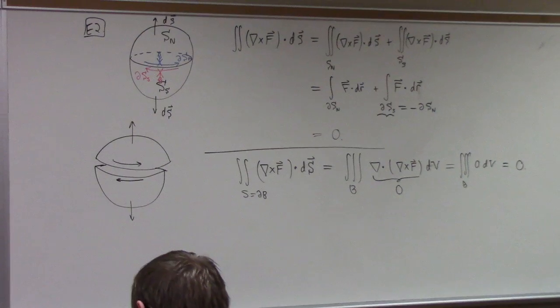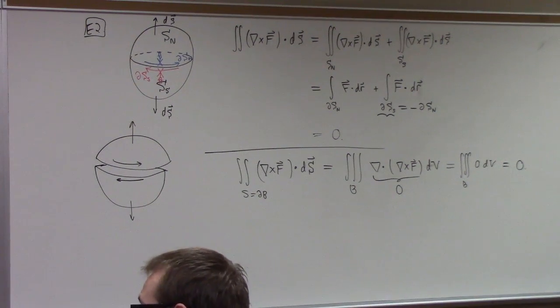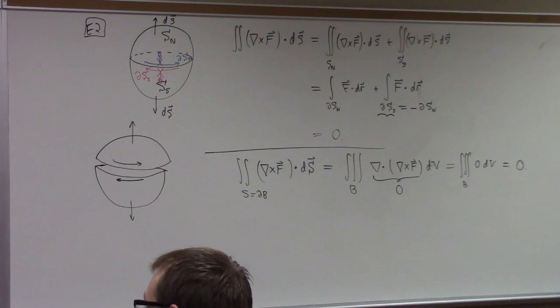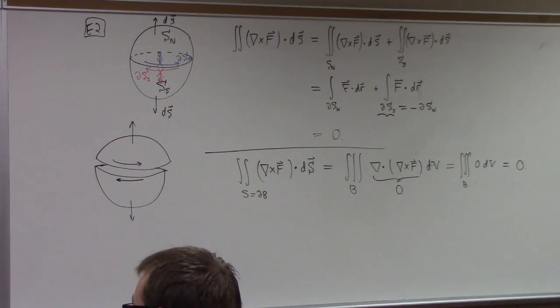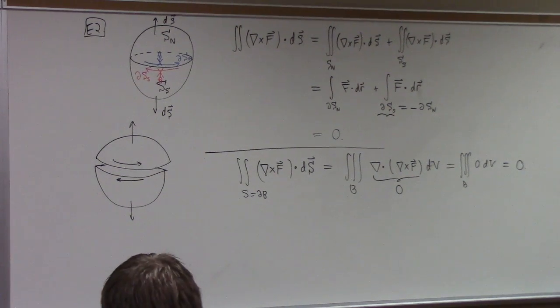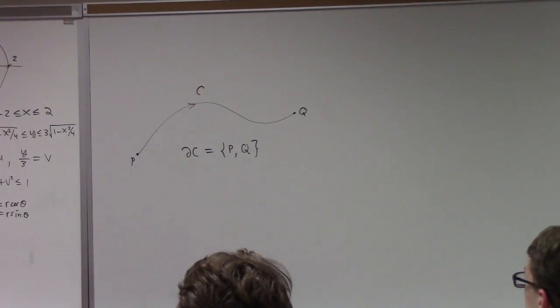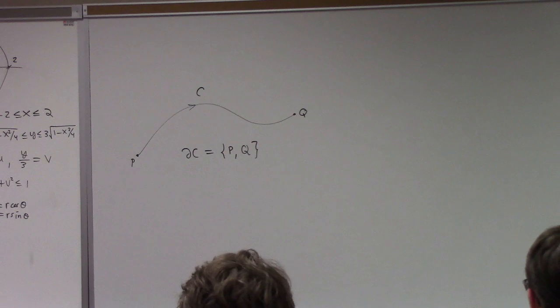What's the boundary of a point? Well, that's an interesting question. If I have a curve going from P to Q, and this is a curve C, then the boundary of C is the two points, P and Q. So the boundary of a point is the empty set. There's no boundary.